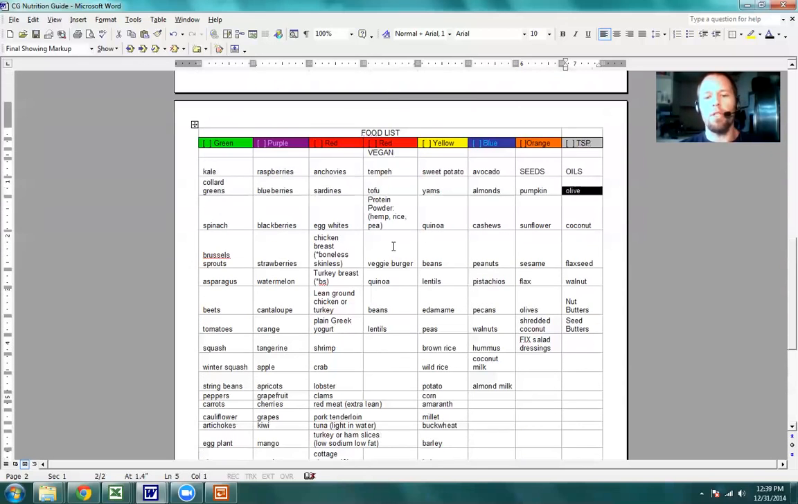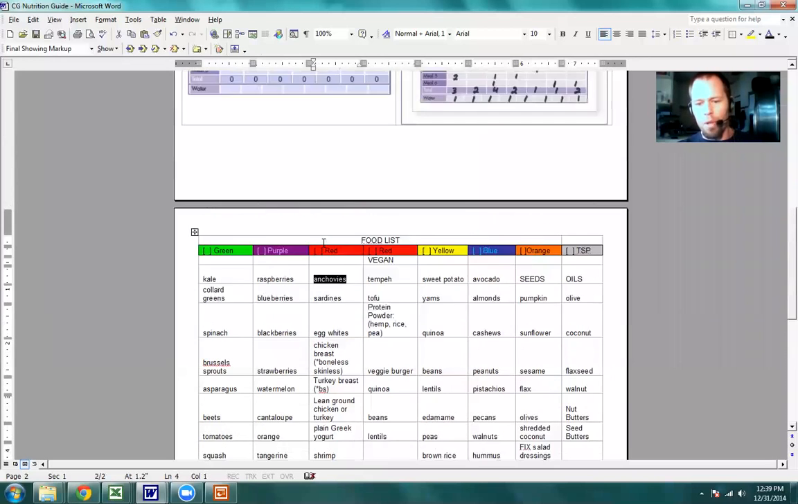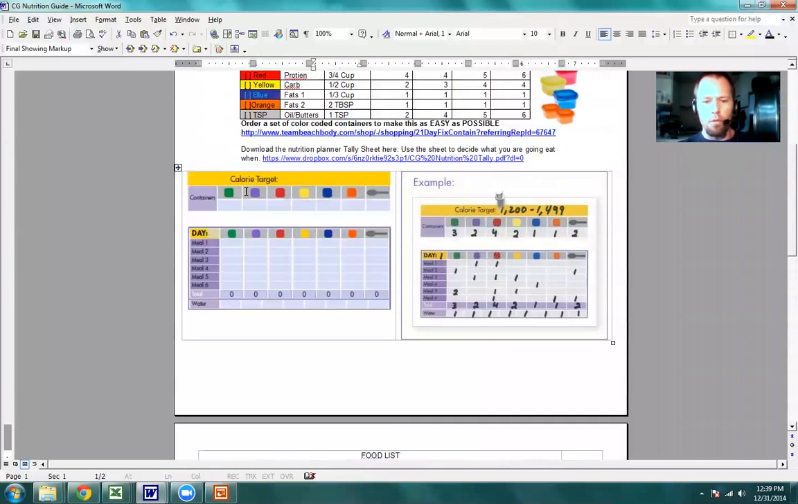My recommendation is that you go and grab 3 or 4 staples from each category so you have it on hand. And the way you're going to apply this is you're going to look at this little calorie chart. Here's an example of somebody that is working with the 1200 to 1499 range. They need 3 vegetables, 2 fruits, 4 proteins, 2 yellow carbohydrates, 1 blue, 1 orange, and 2 of the gray teaspoon oils. And what they've done is they have figured out their 6 meals. This chart shows 6 meals a day.